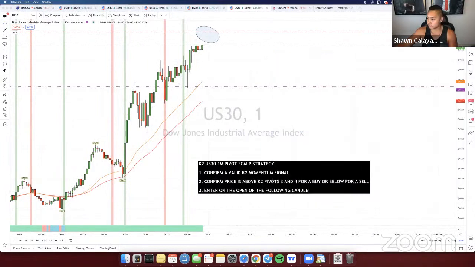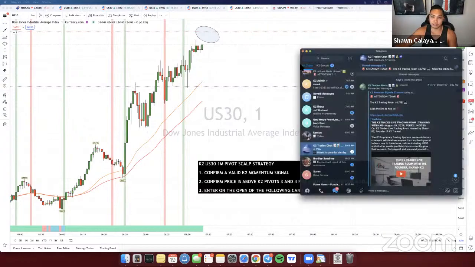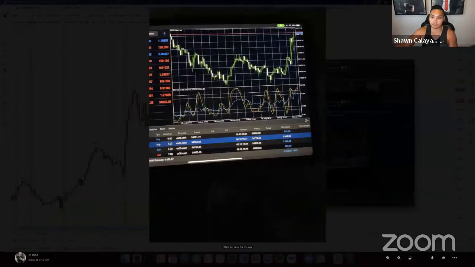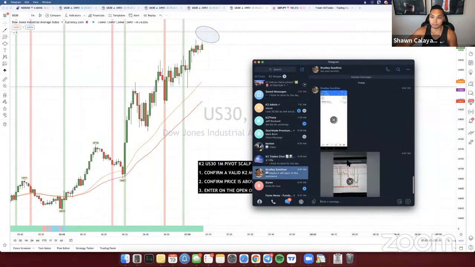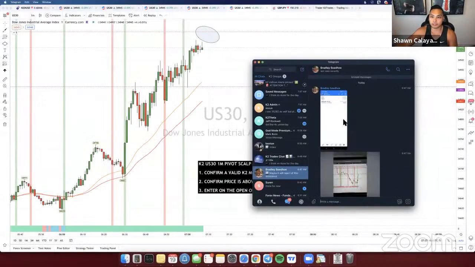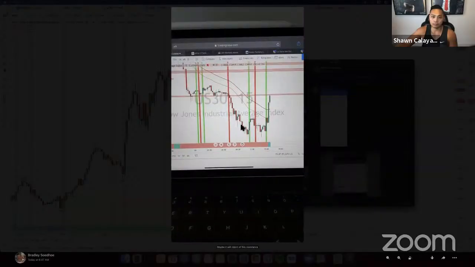Let me check this real quick to see what I missed over here. So you guys locked in some pretty nice profit. Junior over here locked in a total of 4,493. Nice work, Junior. Bradley over here locked in a nice sell right there for a total of 1,030. Great work, Bradley. Yeah, he took it right here off the 15-minute.